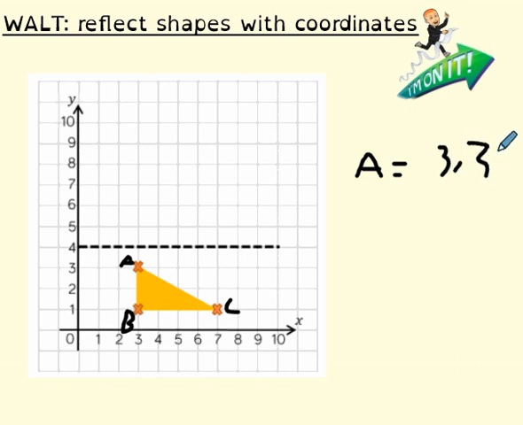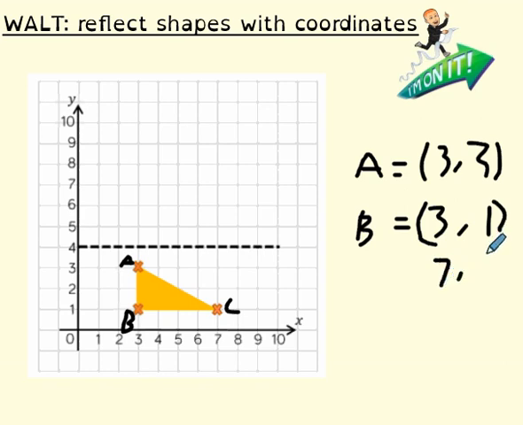B, I have gone along the x-axis 3, I've gone up the y-axis 1. So 3, 1 would be my coordinates for B. And then C, along my x-axis 7, up my y-axis 1. So you're plotting the original coordinates. It would then ask you to reflect the shape in the mirror line.